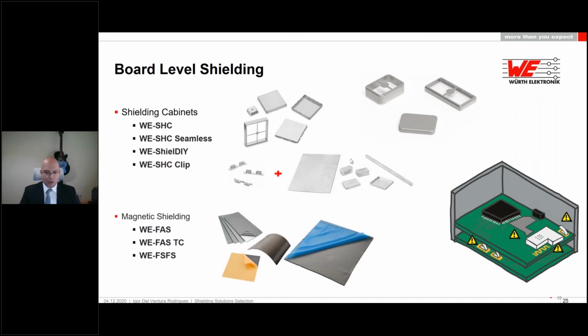Okay, so the second part of the solutions that we're going to talk a little bit more about right now are the magnetic shielding solutions, which we have three.